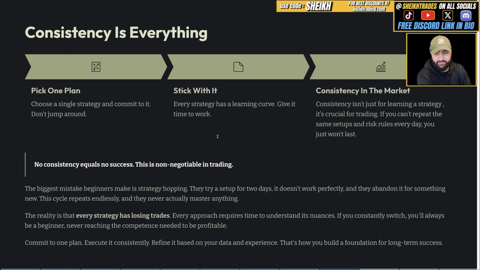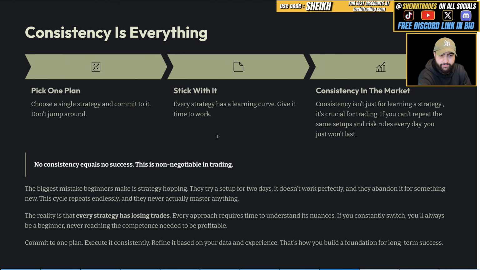Consistency is everything. As I said, I've spoken a lot about consistency, and I'll probably keep on going about consistency. Pick one plan. Choose a single strategy and commit to it. You need commitment in life. You can't be hopping from one lady to another either in life.